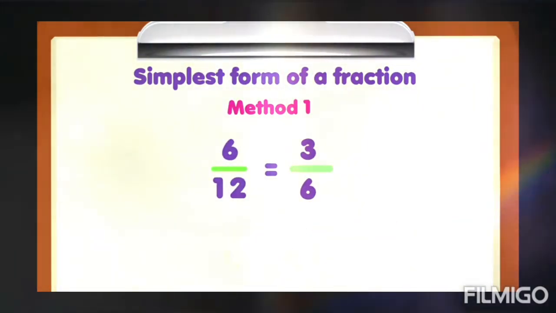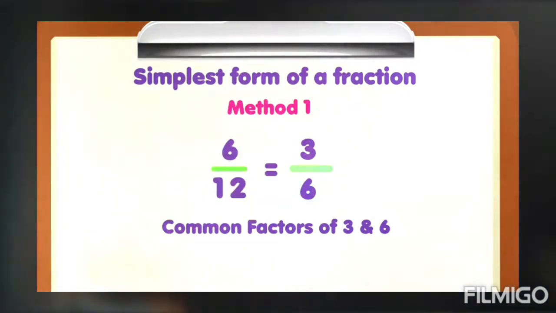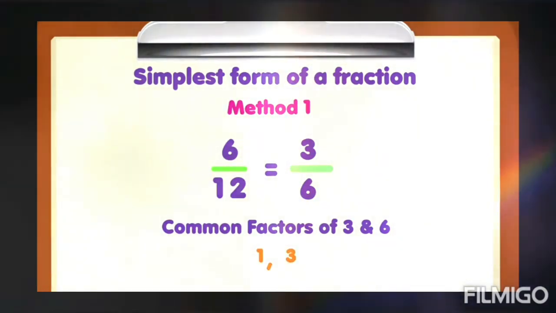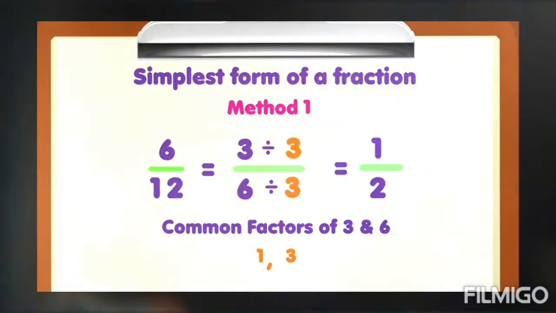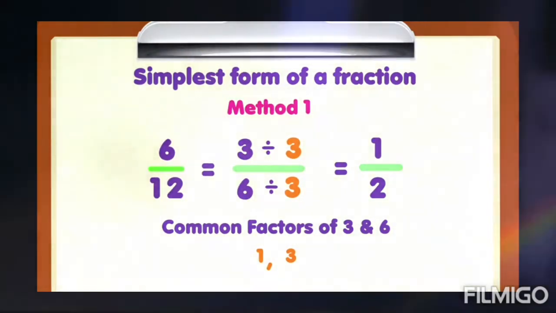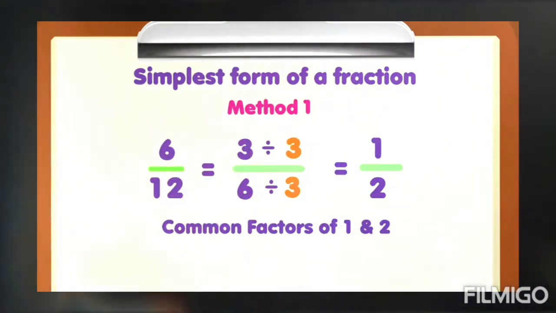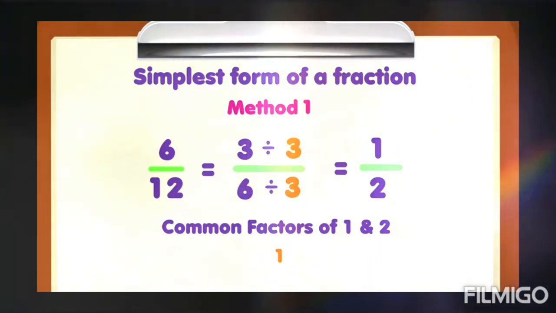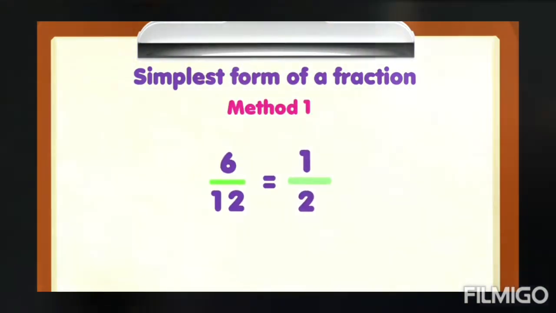3 upon 6 is an equivalent fraction of 6 upon 12. The common factors of 3 and 6 are 1 and 3. Again, divide the numerator and the denominator of the fraction by 3. We get 1 upon 2. 1 upon 2 is also an equivalent fraction of 6 upon 12. 1 and 2 do not have any common factor other than 1. Thus, the simplest form of the fraction 6 upon 12 is 1 upon 2.